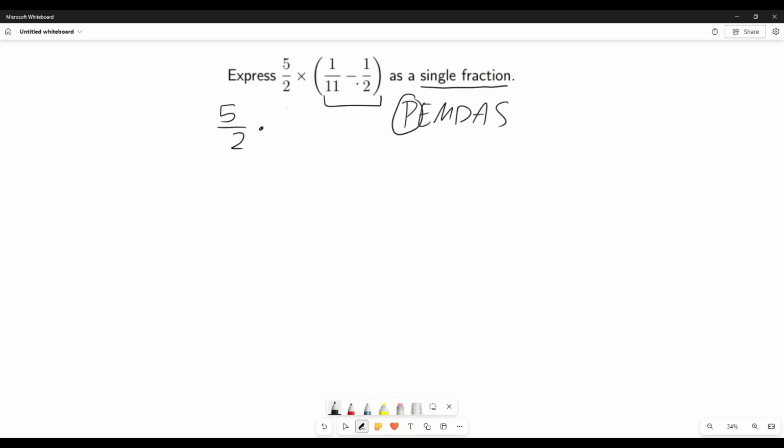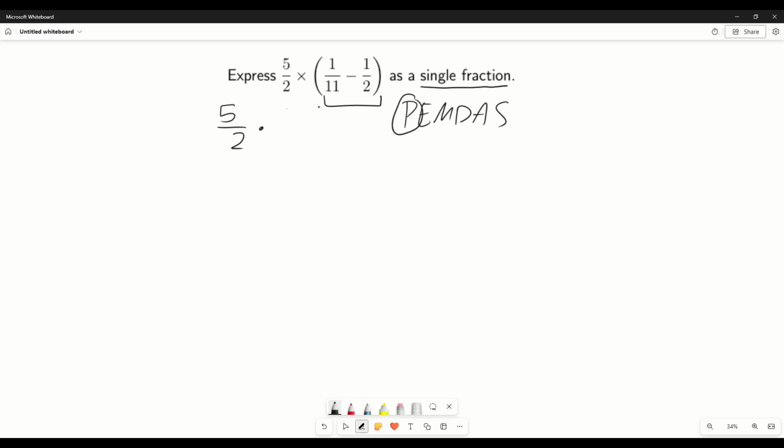We have two fractions that are being subtracted, so we need them to have common denominators in order to subtract them. One way to do this is to multiply the denominators, 11 and 2. So 11 times 2 is 22. We need both fractions to have a common denominator of 22.